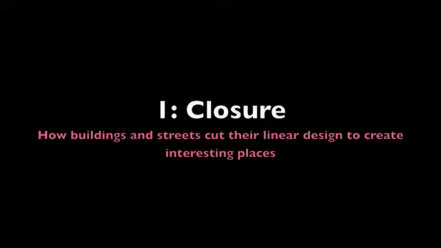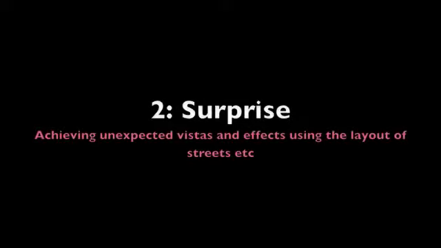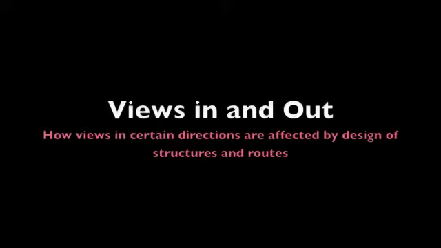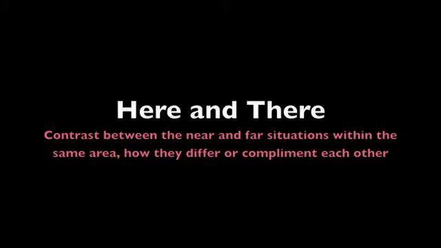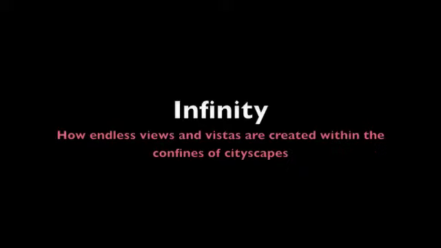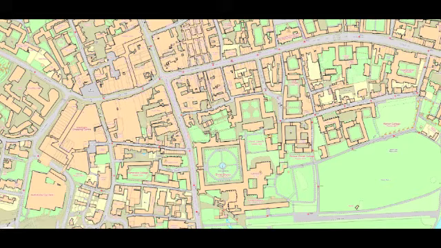Firstly, closure, which is how buildings and streets cut their linear design to create interesting places. And then surprise, which is how buildings and layouts achieve unexpected vistas. I will then investigate the views in and out of certain areas before looking at the here-ness and there-ness in certain areas. The final concept I will investigate is how infinity and endless views is created within the confines of a cityscape. To locate and define these features, I will be walking the route through the centre of Oxford.